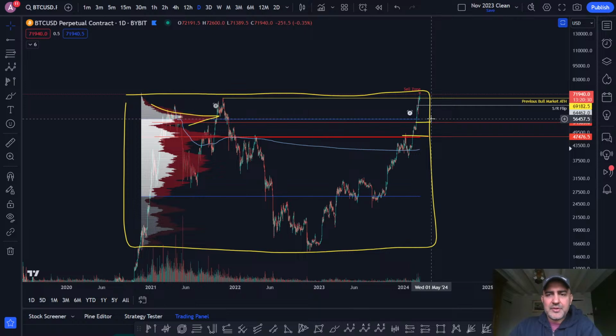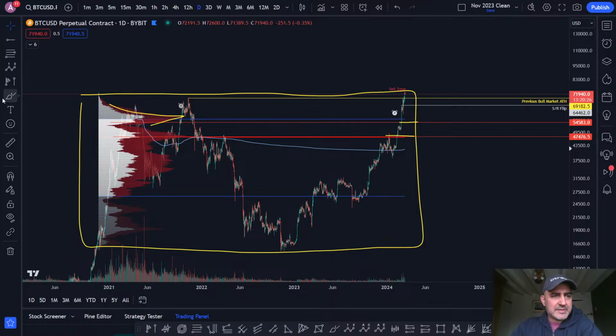That would be a really healthy pullback for Bitcoin in the bull market, and that would coincide with this overall range, come back into the value area high, find support for continuation. I think that would be it. I can't see us falling back into this overall range.